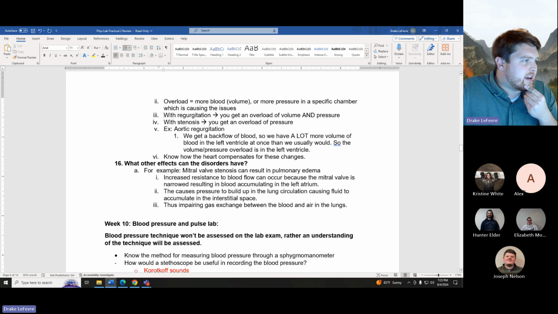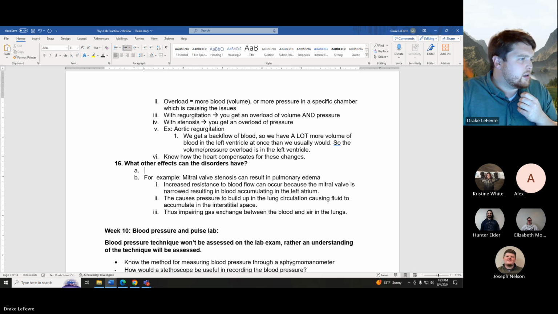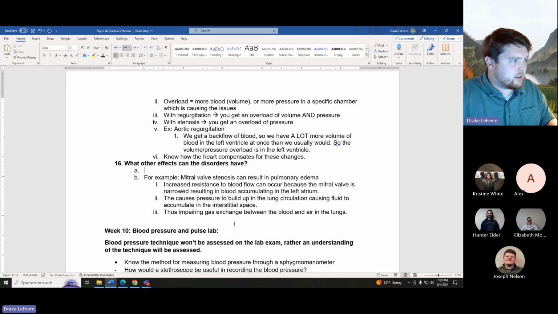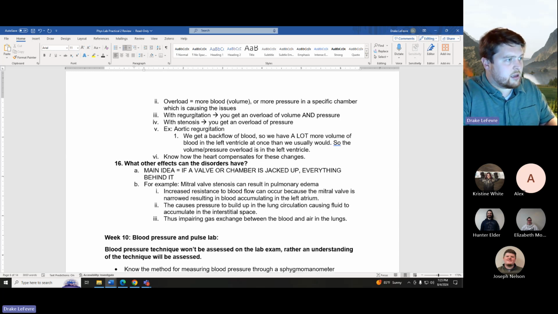What other effects can the disorders have? So, result in pulmonary edema, increases the blood flow. Yeah. So what all that you've written is correct. Big idea, just like main idea equals if a valve or chamber is jacked up, everything behind it is going to have problems.